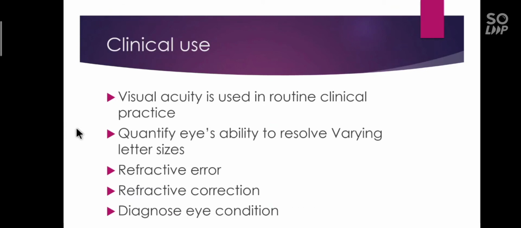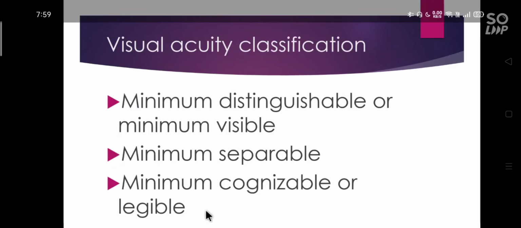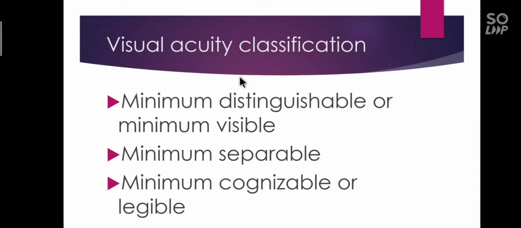Next is to check whether the person has refractive error like myopia, hyperopia, and to give correction for the refractive error like spectacles or contact lenses, we need to test their visual acuity first. Next, when the patient is diagnosed to have cataract or glaucoma, or if he had a trauma, to quantify how much vision is lost due to the disease, visual acuity is required. Visual acuity classification. Visual acuity is classified as minimum distinguishable or minimum visible, minimum separable, minimum cognizable or legible. So let us see each one in detail.